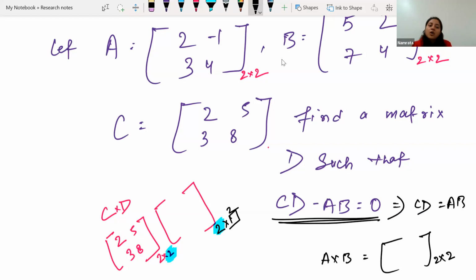Accordingly, we will assume a, b, c, d are the elements over here. Now we have to do the multiplication on both sides, and compare both sides to get the values of a, b, c and d. This question I am leaving for you. You have to do it by yourself, okay?